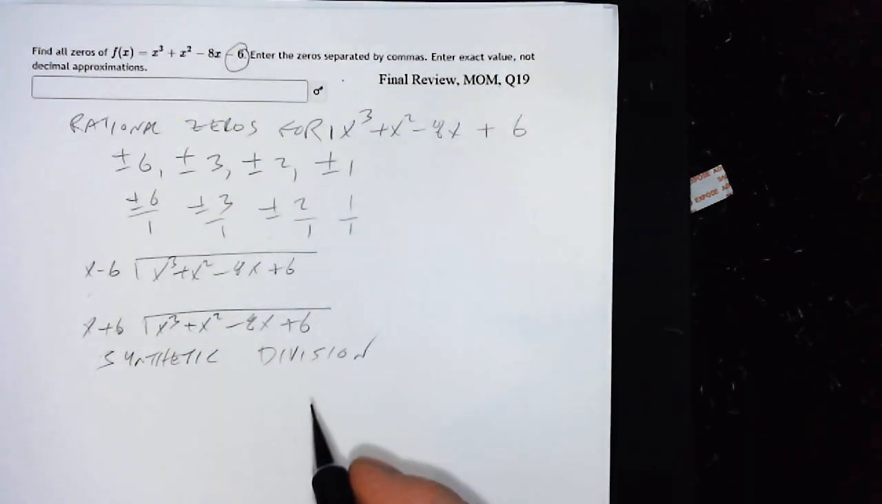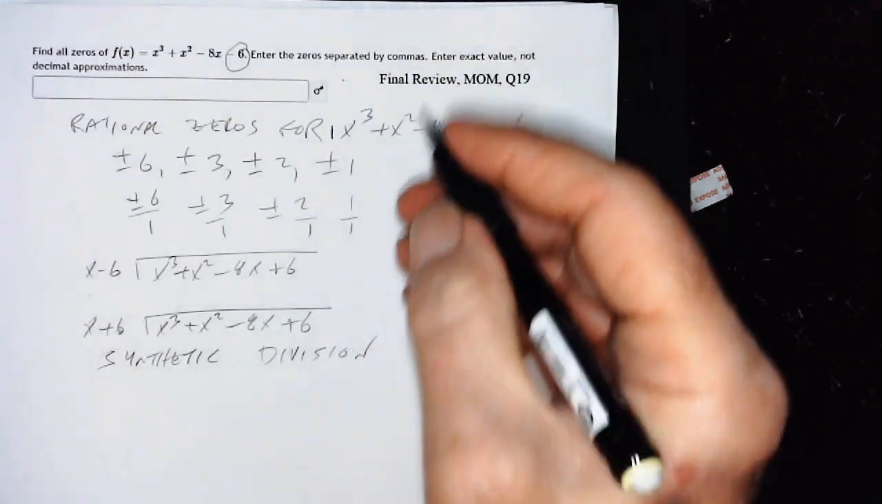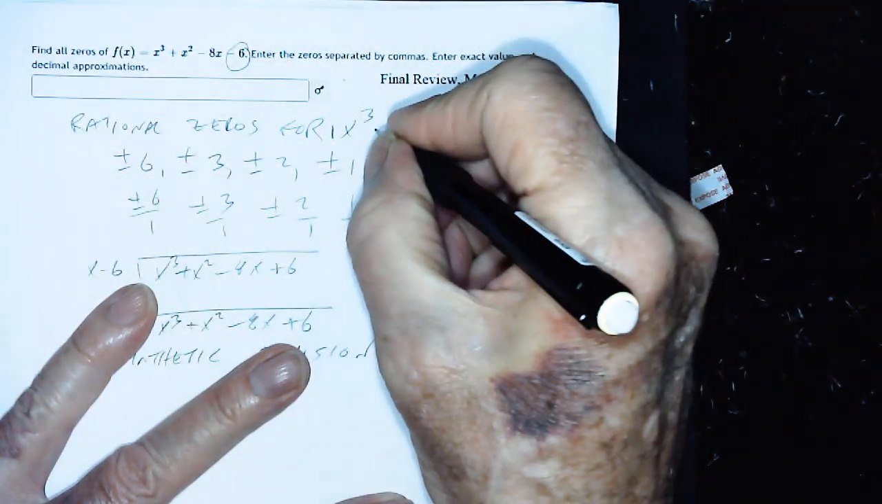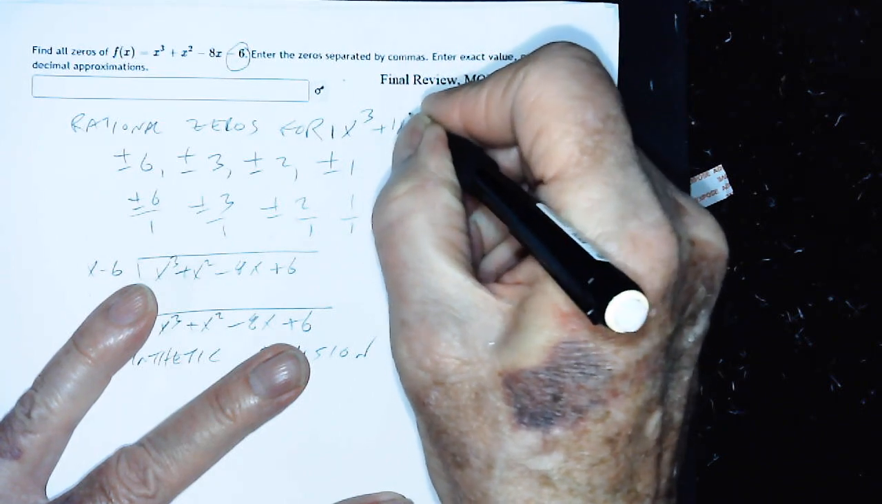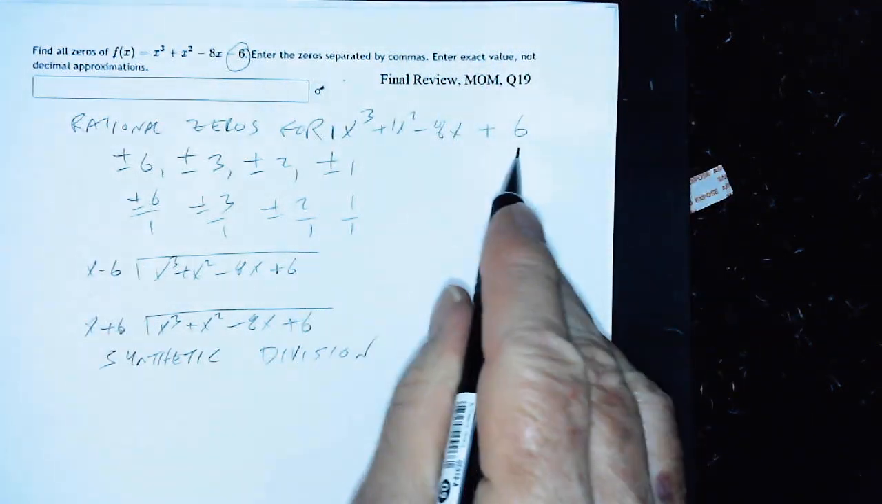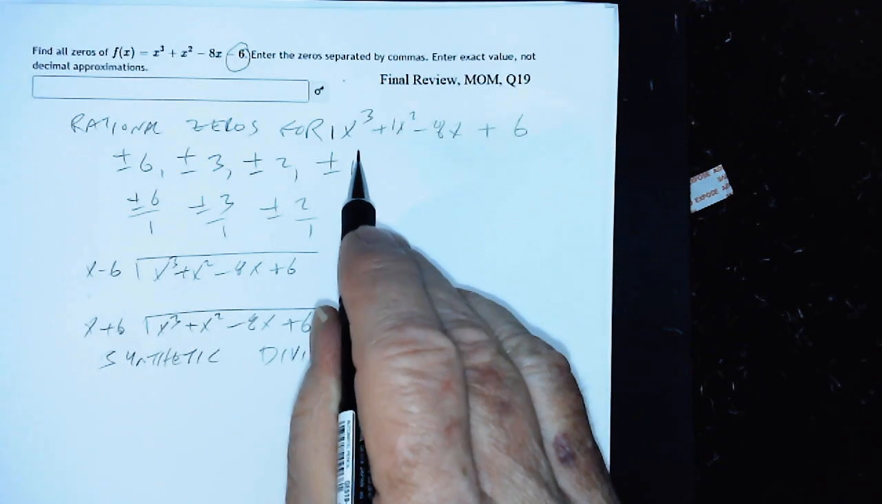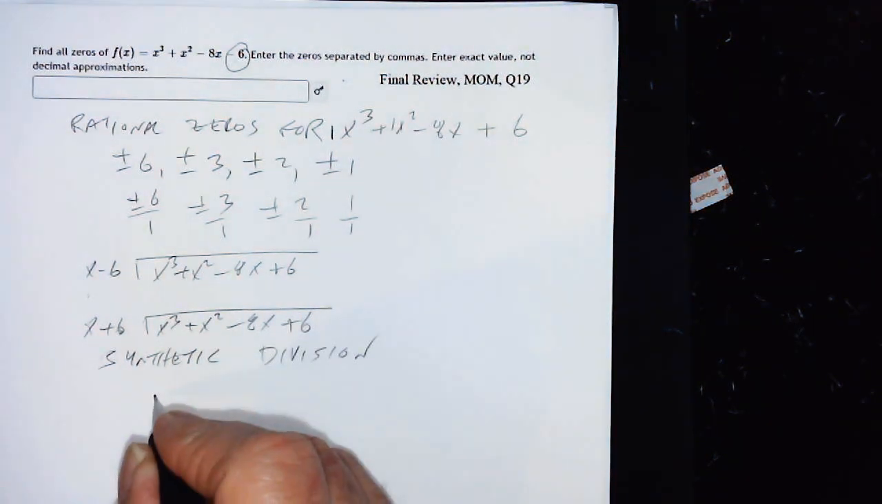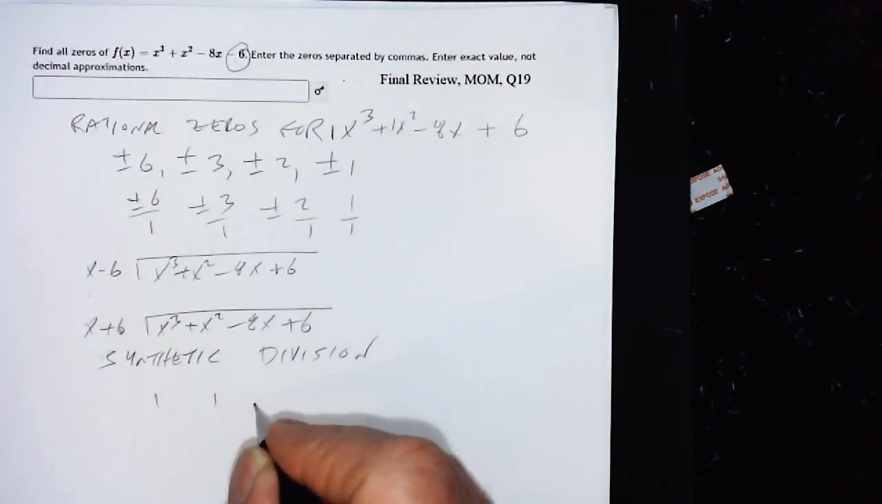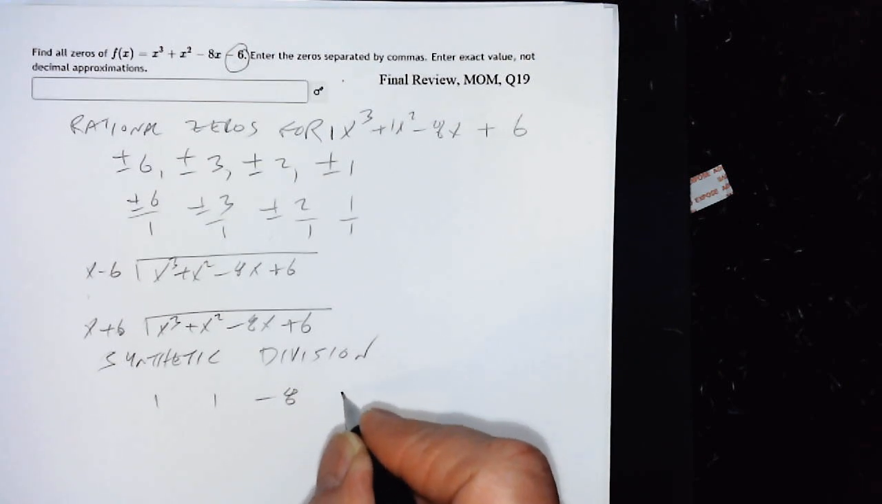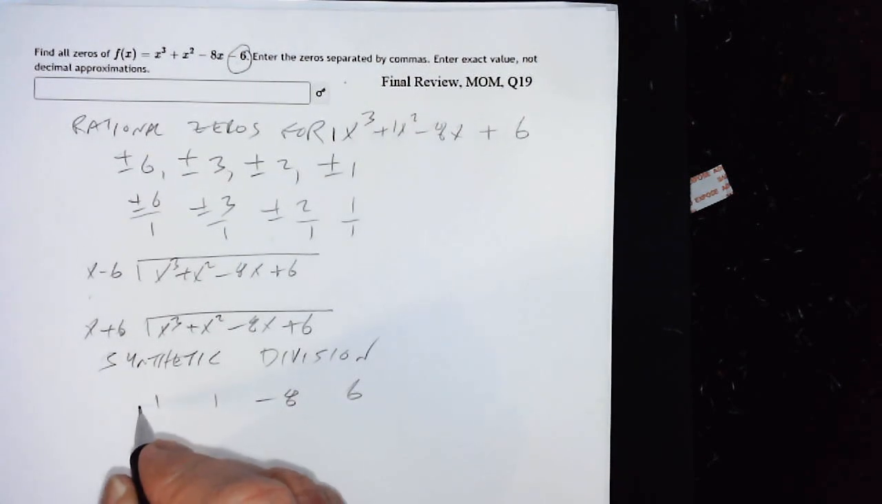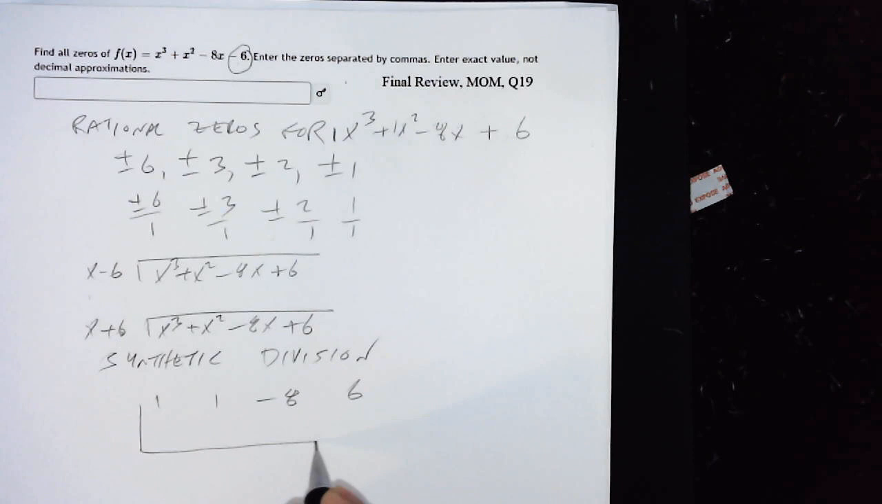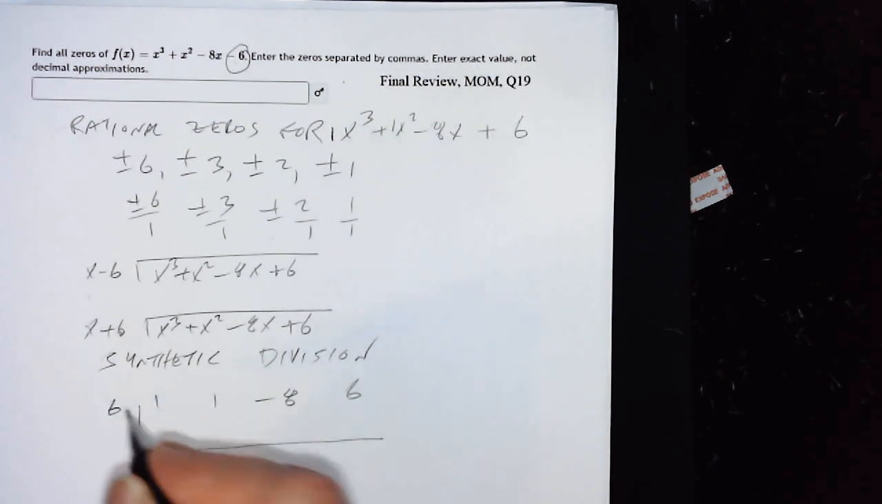And synthetic division works like this. You take the coefficients. Let me write this as 1x squared. So the coefficients of this term here are these: 1, 1, negative 8, and 6. And synthetic division works like this. We're going to try out, say, see if 6 works.